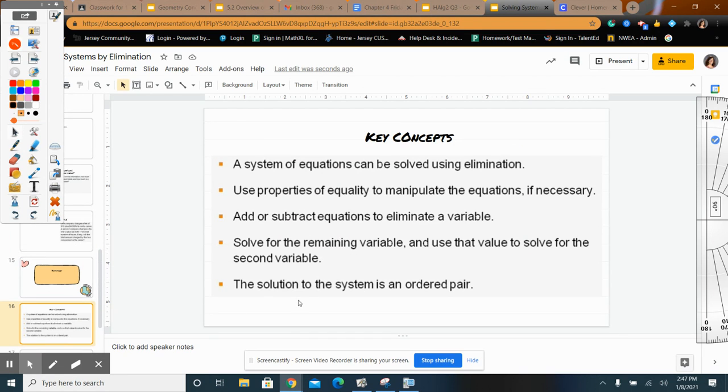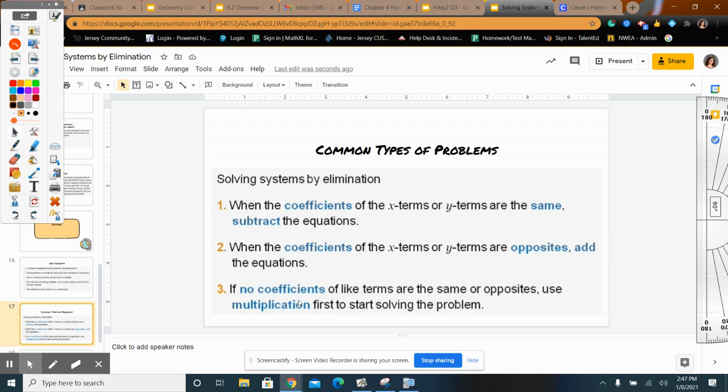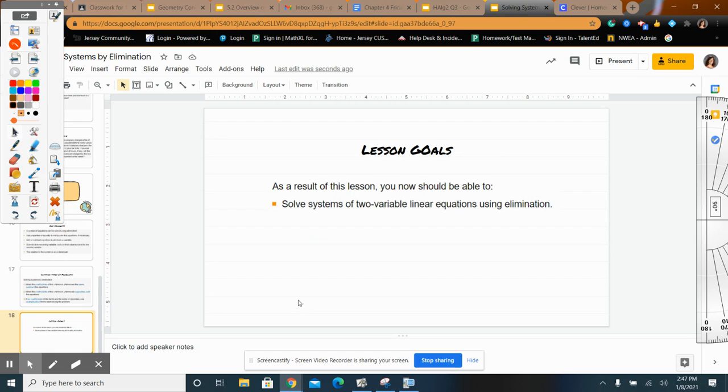This is all the notes highlighting you can put in your notebook, the types of problems, if they match, if they don't match. And what did we do? We solved problems by elimination.